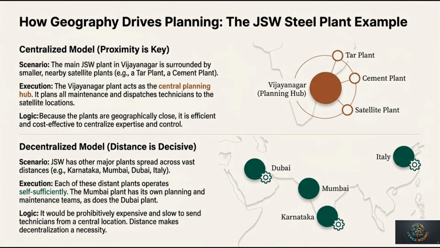Imagine a massive industrial complex, like the JSW steel plant in Vijayanagar. Here, you have a main hub surrounded by smaller satellite plants, perhaps a tar plant or a cement plant nearby. Because they are geographically close, it makes sense to have one central planning plant that manages the maintenance for all those satellite locations. It centralizes expertise and reduces costs.